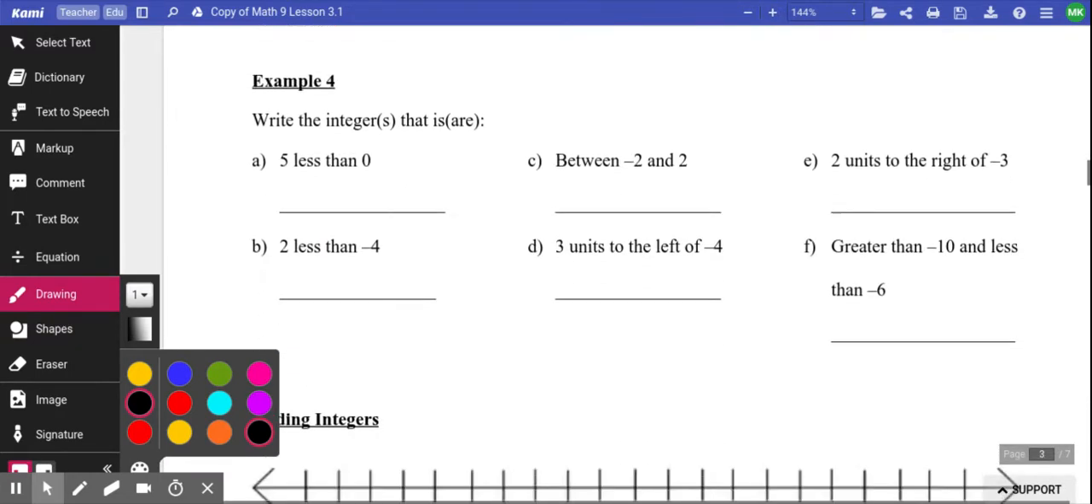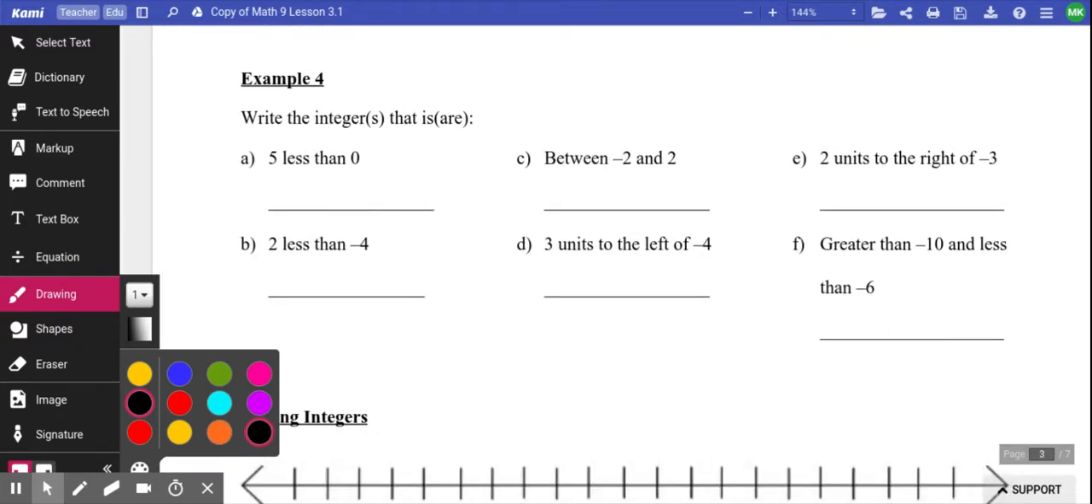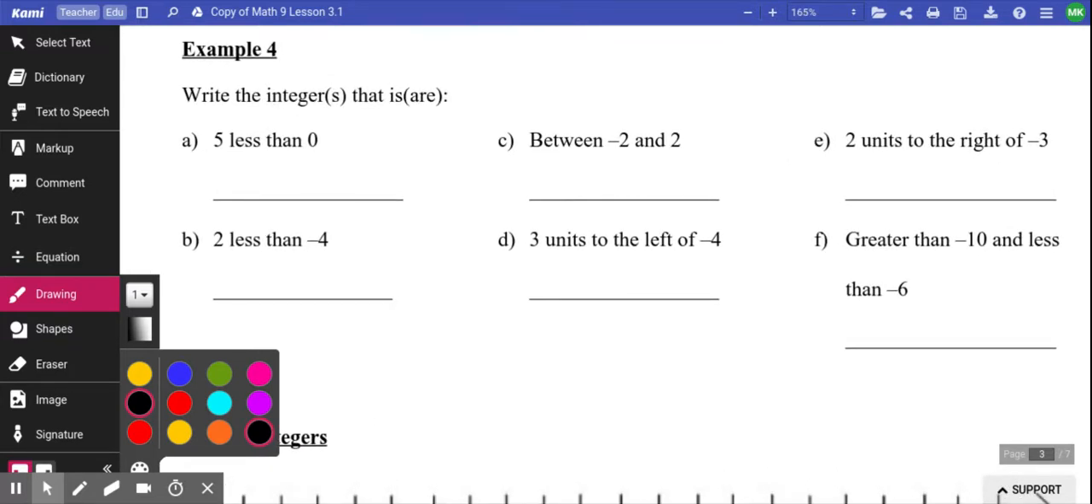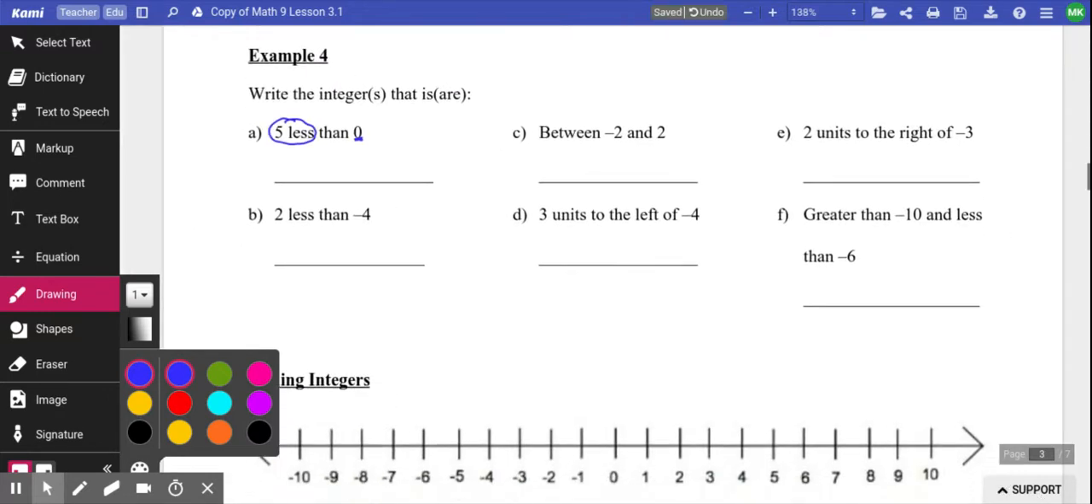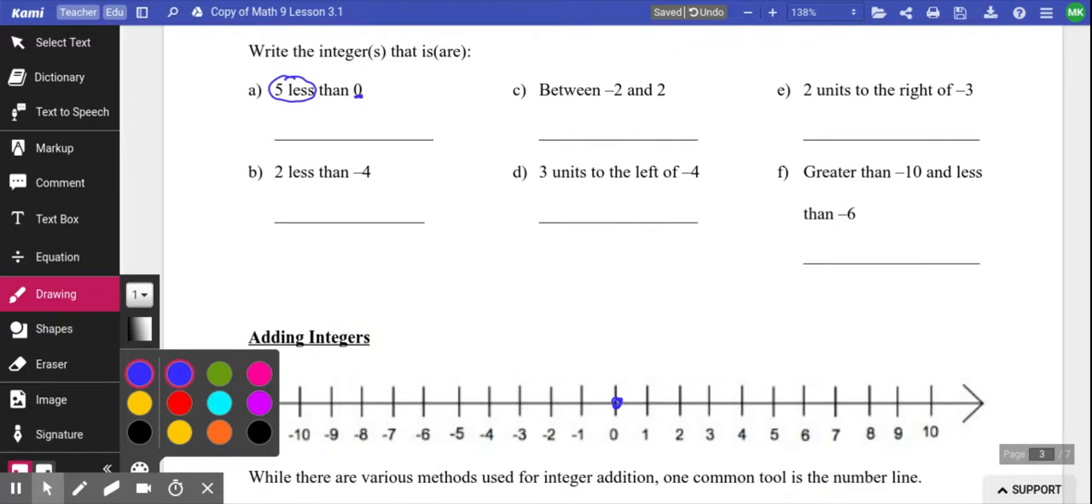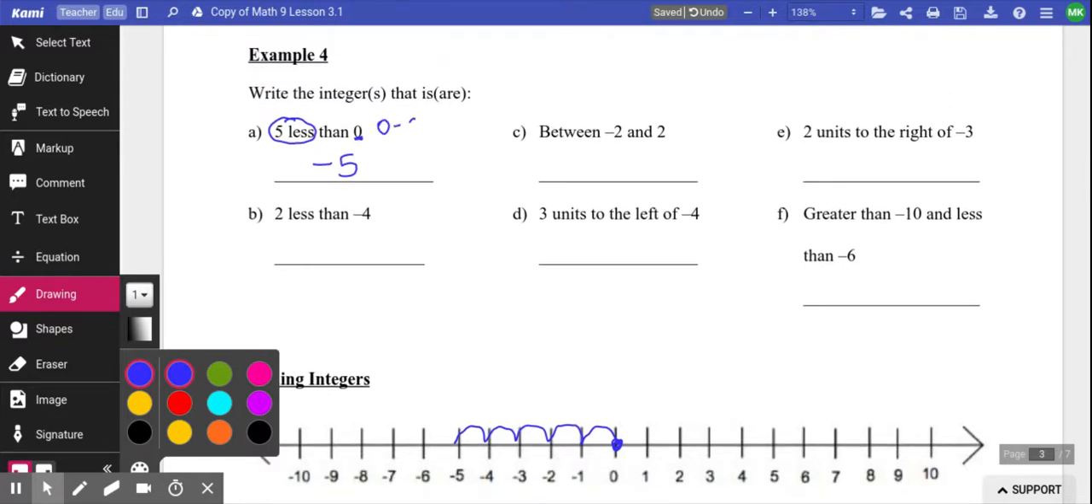All right. Number 4. We're just going to talk about integers that are, and then follow the rules. So for instance, for A, it says, write the integers that are 5 less than 0. Okay, so if you were at 0 and you want to be 5 less than 0, that means on a number line, at 0, 5 less is 5 to the left. 1, 2, 3, 4, 5. That means negative 5 is 5 less than 0. You could also do it mathematically as 0 minus 5. The number line is probably what you've seen the most of.